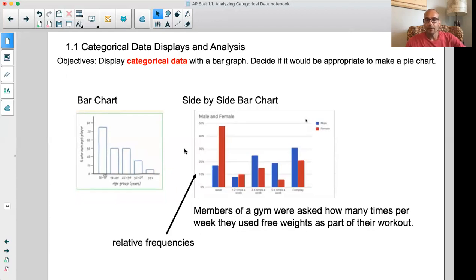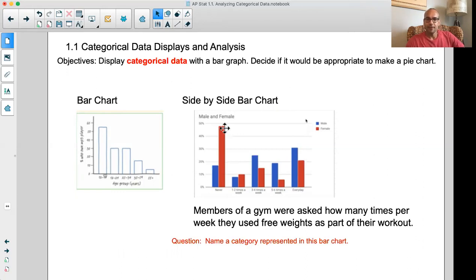So here we have relative frequencies. The fact that they use percentages over here means we don't know whether it was 1 person, 2 people, or 3 people for each of these bars, but relative frequencies are another common thing. And I just want you to know that when they use the word relative, they are talking about percentages. So frequencies are counts, tick marks, and relative frequencies are percentages.